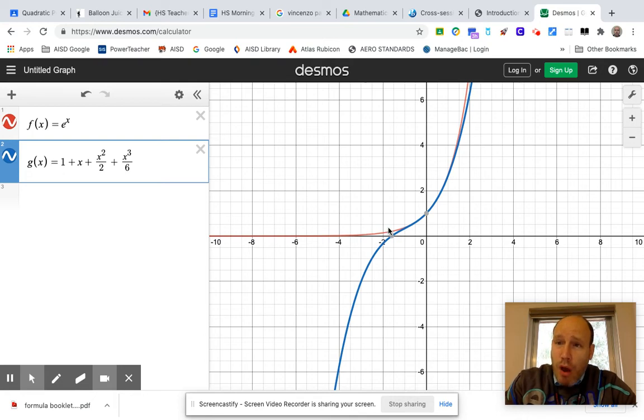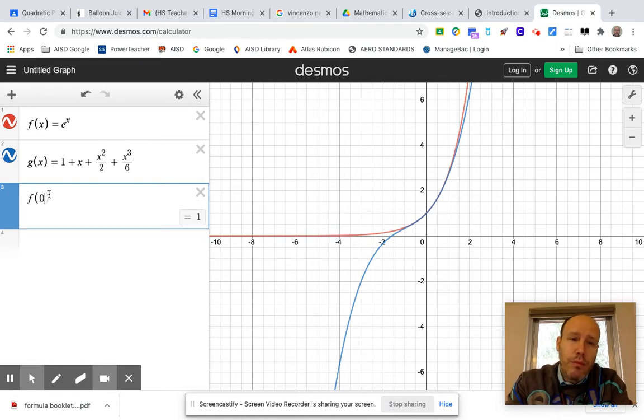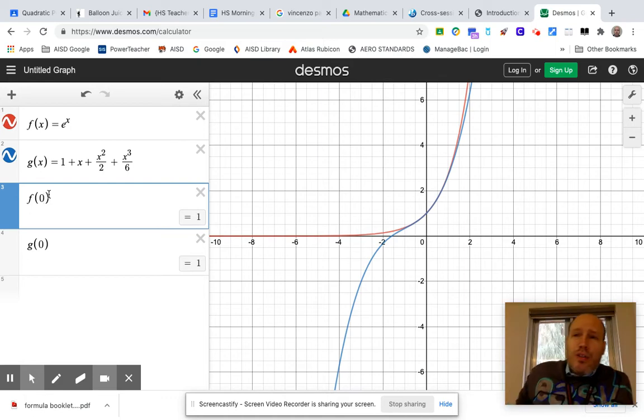What you notice is that around 0, it looks like that polynomial is actually mimicking the exponential function, and we can see that's true. For example, we can test f of 0 and g of 0, and we say, okay, it's the same thing. But what you do in a more advanced class is you determine exactly what the range is, exactly how far out can I go.